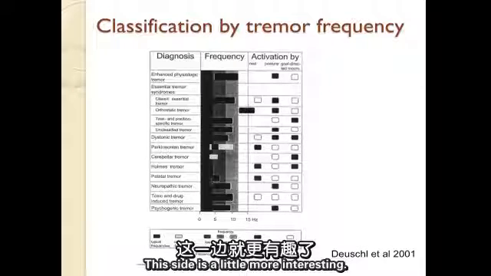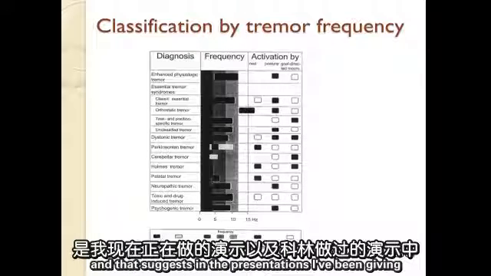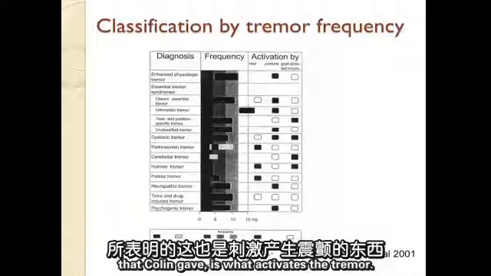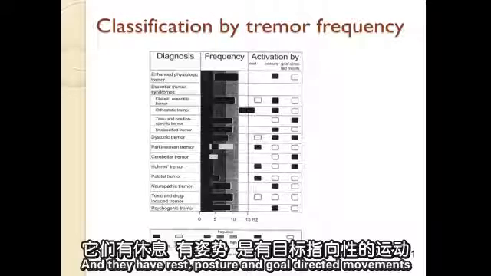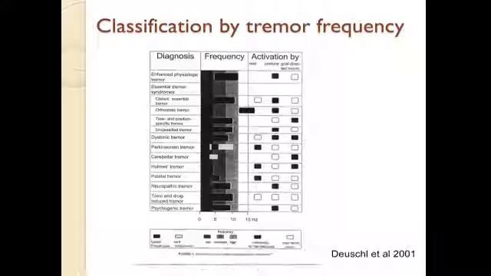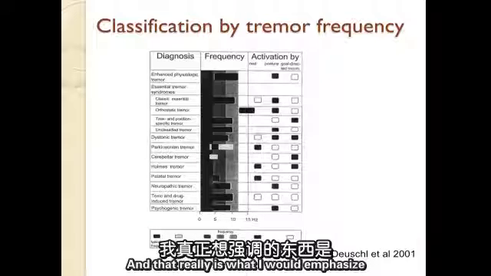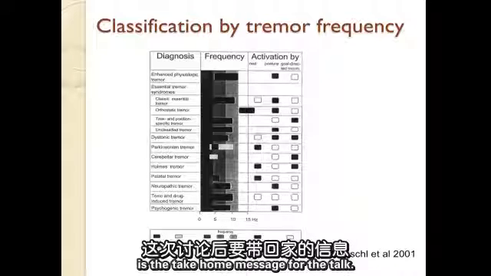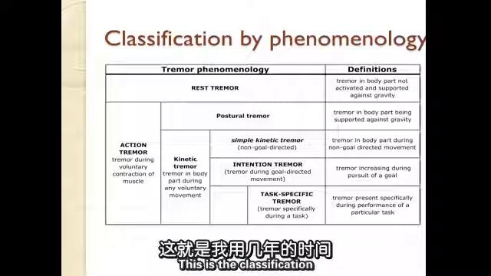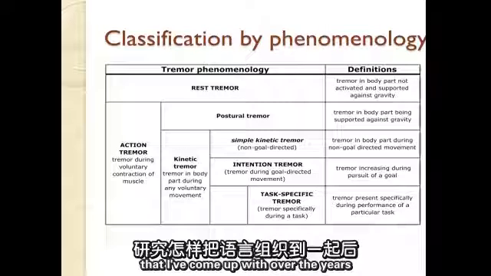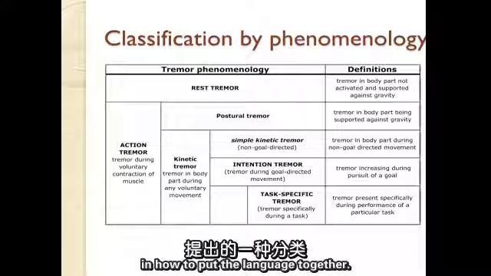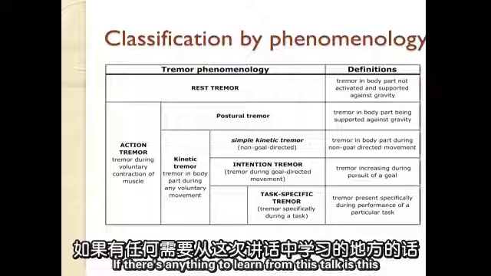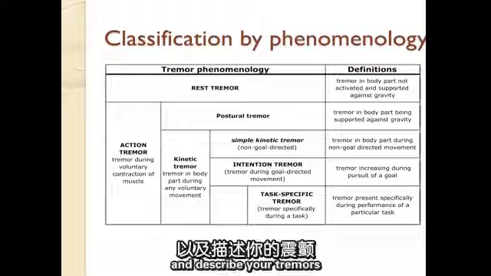This slide is a little more interesting. This is activation by, and that suggests in the presentations I've been given, that Colin gave, is what activates the tremor. And they have rest, posture, and goal-directed movements. And that really is what I would emphasize is the take-home message for the talk. This is the classification that I've come up with over the years and how to put the language together. And if there's anything to learn from this talk, it is this is how you want to communicate and describe your tremors.